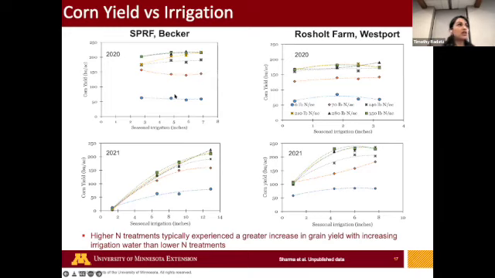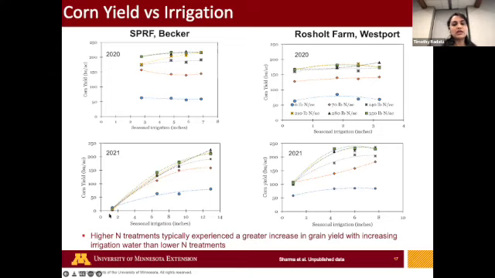So the first year, the grain yield increase with increase in irrigation wasn't that significant. We found some increase at higher nitrogen rates. However, for the lower nitrogen rates, sometimes the relationship is opposite. However, in 2021, we found a linear relationship, an increase in grain yield at all levels of nitrogen. The 6 lines here are the 6 nitrogen rates. And as you increase the irrigation, the corn grain yield increases, and that relationship is stronger for higher nitrogen rates at both sites.